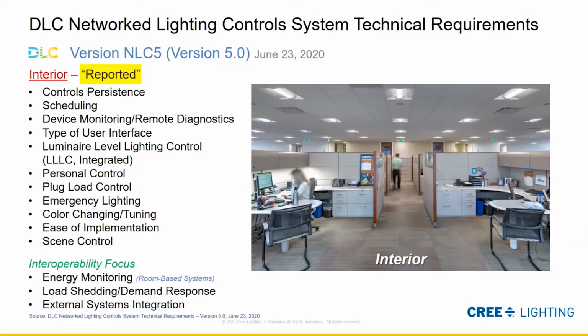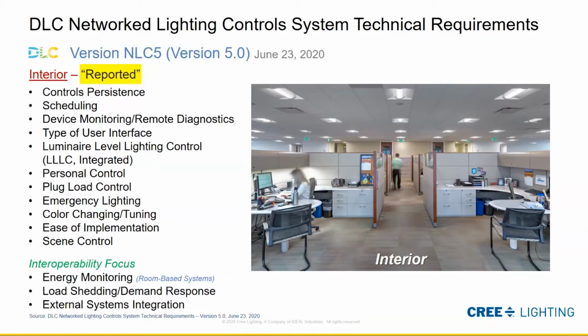Whether the system interfaces with emergency lighting, whether it maybe has color changing or color tuning, and then how easy is it to implement? Like, what's the setup like? DLC wants to provide some data to its customers and people that use the QPL on how easy it is to install and commission. And then scene control is one of the last reported items where, if you have an entryway or you have more dynamic lighting and you want to set some different scenes for different times of the day or maybe for different events, whether that scene control type of option is available in the system.